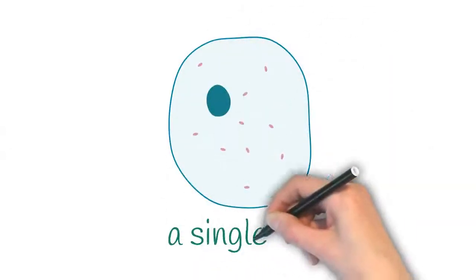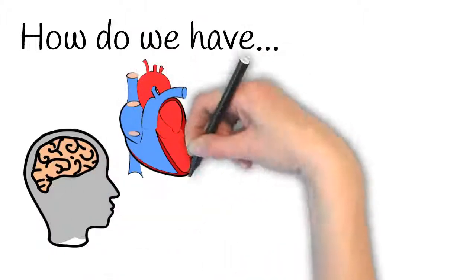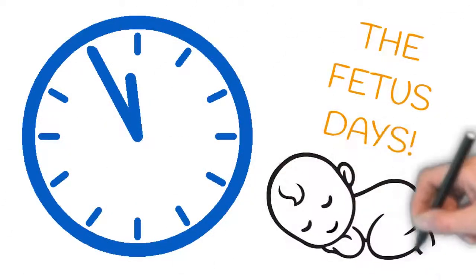We all began life as a single cell. So the question is, how do we have structures like a brain, heart, stomach, and skeleton? Well, it's time to take a trip back to the fetus days.